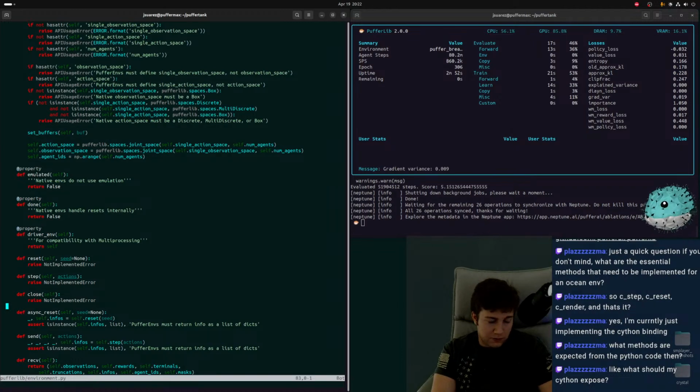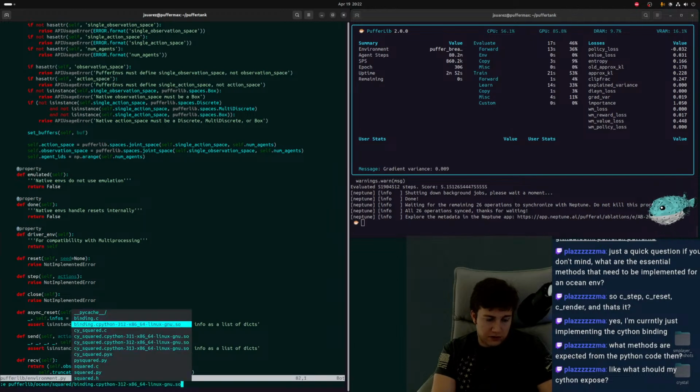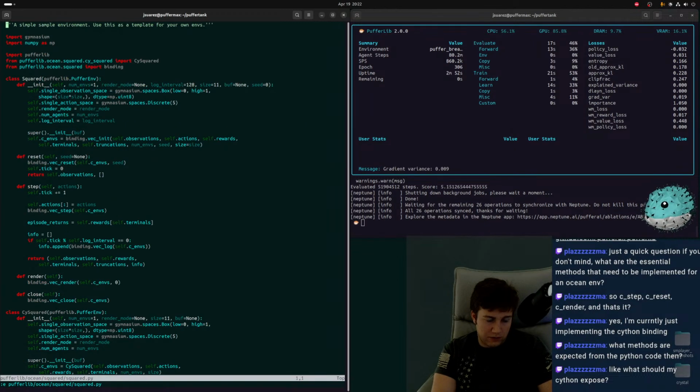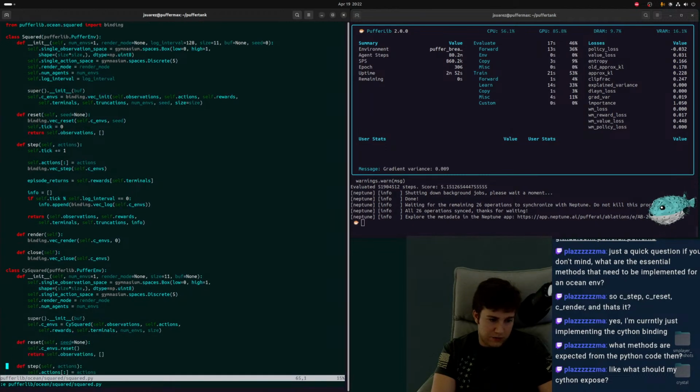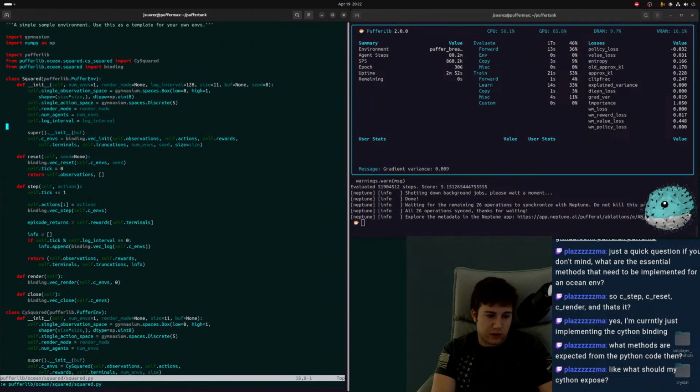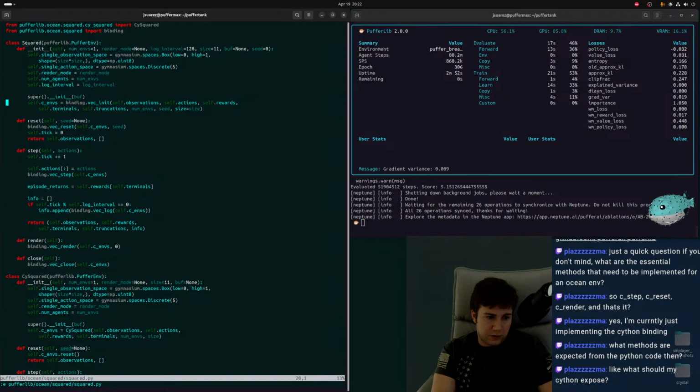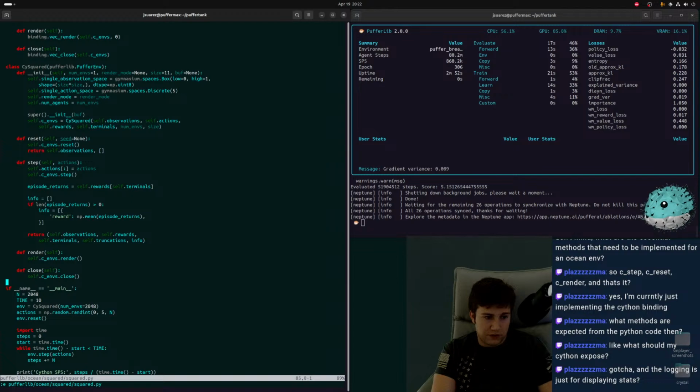Your Python can expose whatever you want, right? The Python has to have a reset, a step, and a close. But I would suggest just doing it the way you see that we have our envs done here. It's a pretty good way of doing it. So here's the squared env. This is a pure Python one. Where is it? This is the new binding example. Here, this is the Python one. Logging is just for displaying stats. Yeah, the stuff that pops up here when I run experiments comes from here.